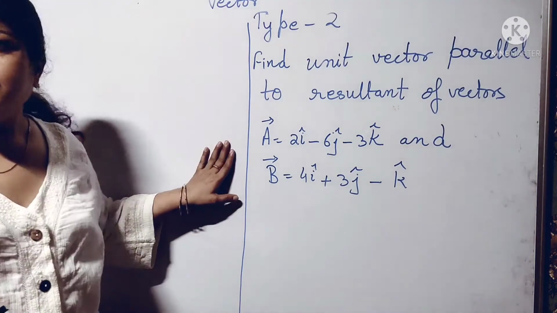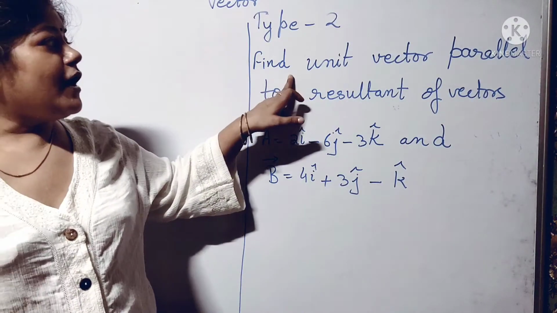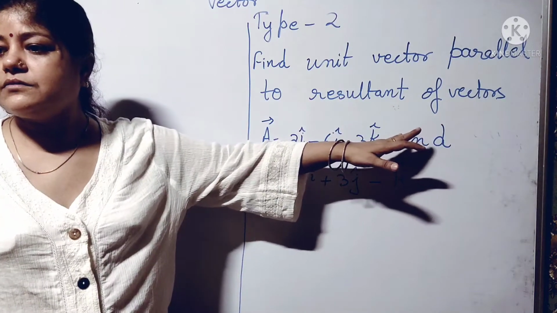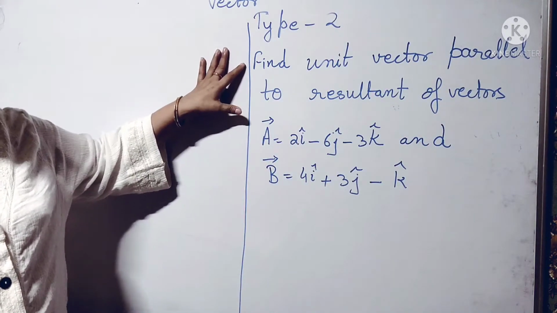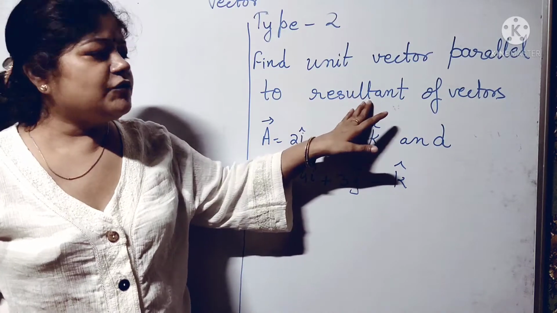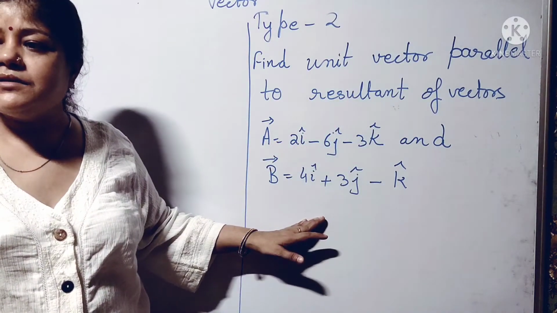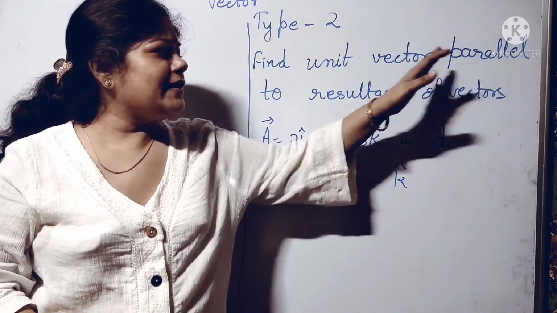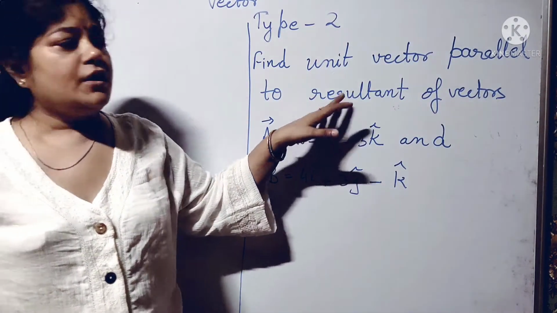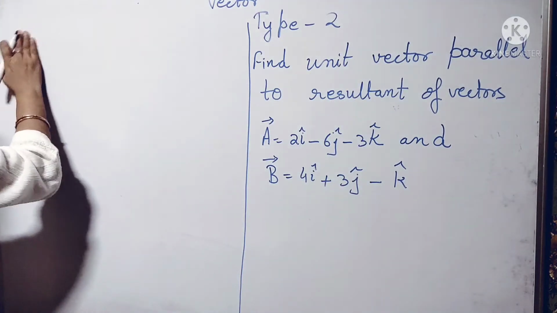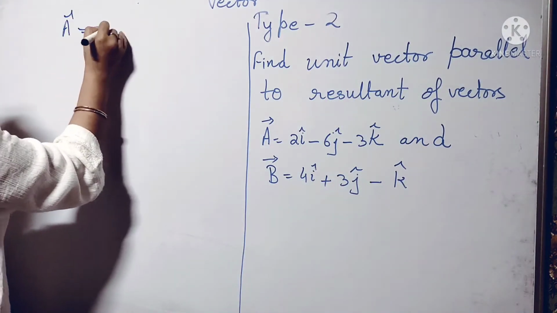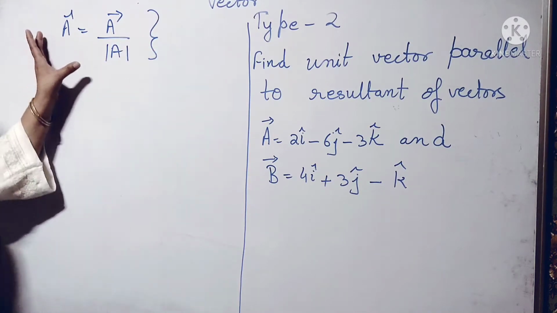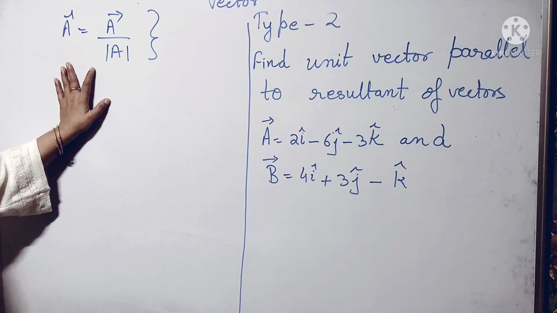Now second part. Observe the question. Find unit vector parallel to resultant of vectors. Now here, not only do we have to find the resultant of two vectors, but also we have to find the unit vector which is parallel to that resultant. As we know, the formula for unit vector is vector A over mod of A. So simply you can use this formula in this question.